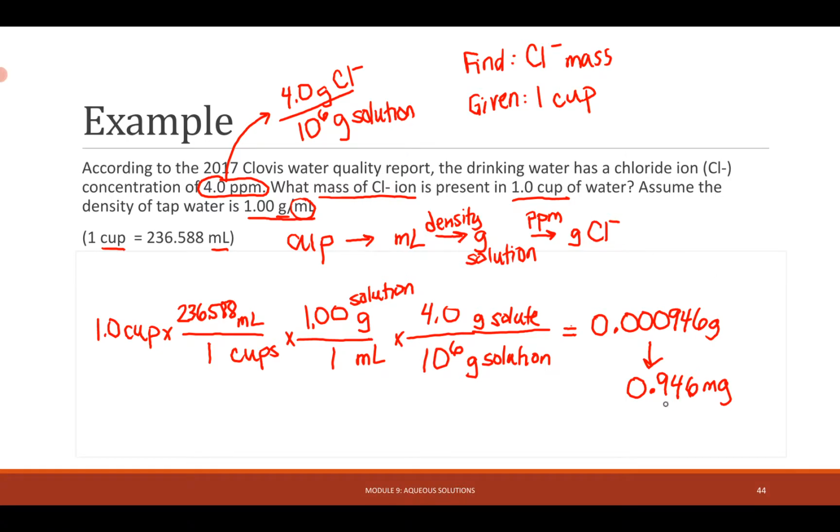Now I need to check my significant figures. This has 2 sig figs. This density has 3 sig figs. This 1.0 cup has 2 sig figs. So out of all of my sig figs, I need to keep 2. That's what the multiplication rule says. And so then I have 0.95 milligrams.